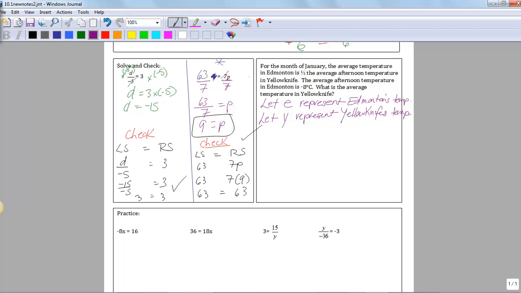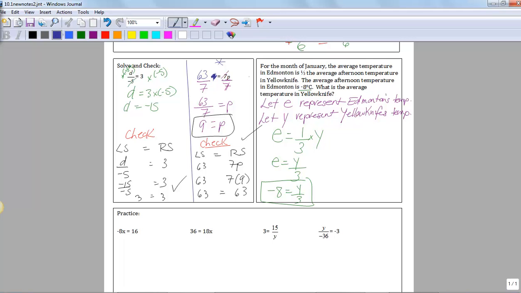Once you have your let statements done, let's see if we can come up with an equation. This says that Edmonton is 1/3 the average afternoon temperature in Yellowknife. So that means Edmonton is 1/3 Yellowknife. Remember, this is kind of like multiplying fractions. Another way of writing that is E equals Y over 3, which is kind of the format we're more used to. Now we know that Edmonton is -8. So rather than writing E, let's write -8 equals Y over 3. And look at that, you've just come up with your own equation.